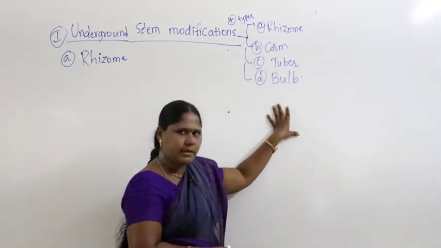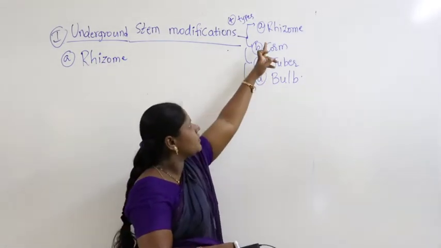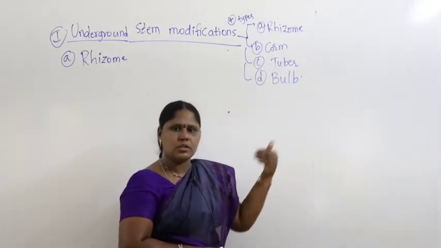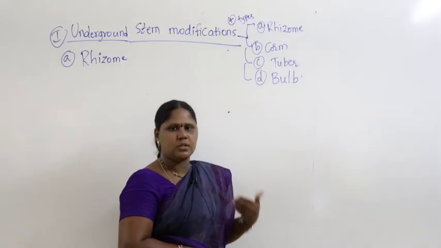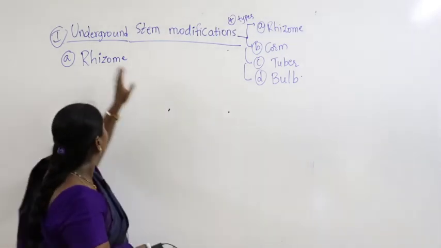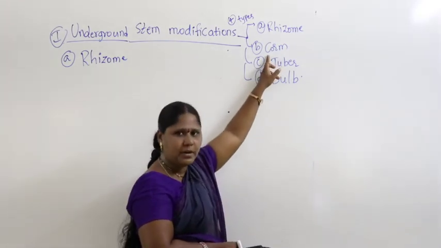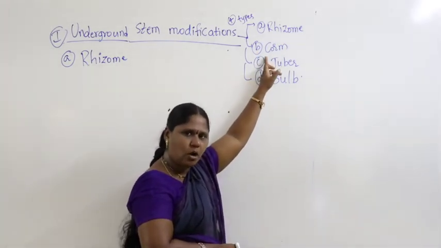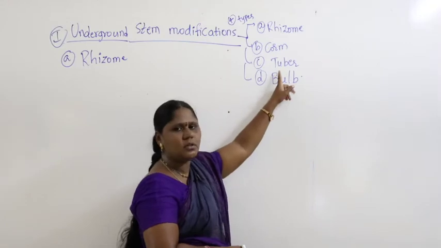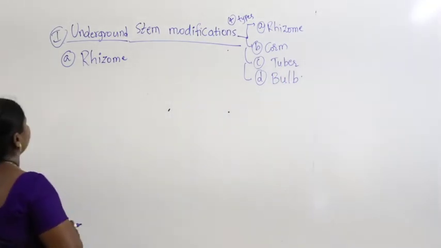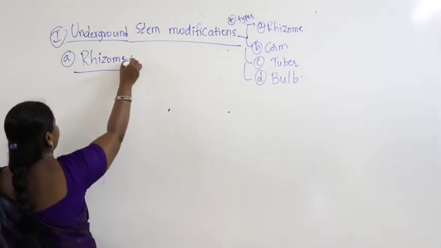I hope you can understand. What is the pronunciation? The first one is rhizome. Where do you find it? Within the ground, within the soil, at a particular depth of the soil. That's why we say underground stem modifications. Not only rhizome, we have the second category called corm, then tuber, and along with that we find bulb. Now let us take the first category, rhizome.